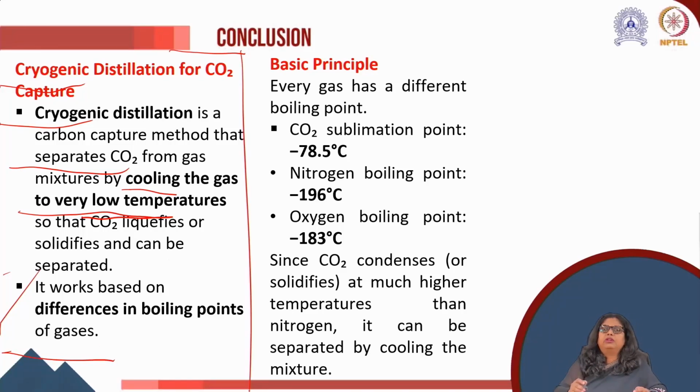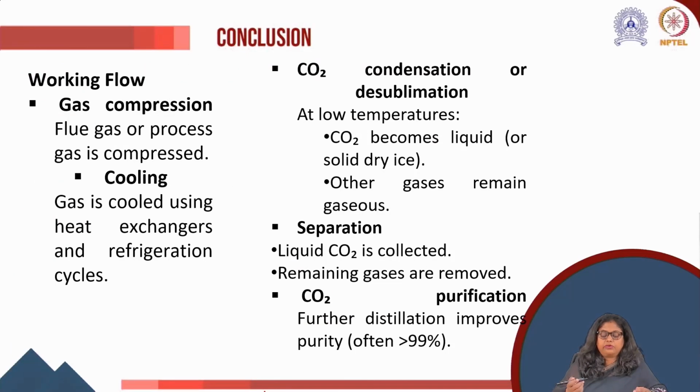The basic principle is that every gas has a different boiling point. The CO2 sublimation point is minus 78.5 degrees centigrade. Nitrogen is minus 196 degrees centigrade. Oxygen is minus 183 degrees centigrade. So CO2 condenses or solidifies at a much higher temperature than nitrogen and oxygen, and can be separated by cooling the mixture.